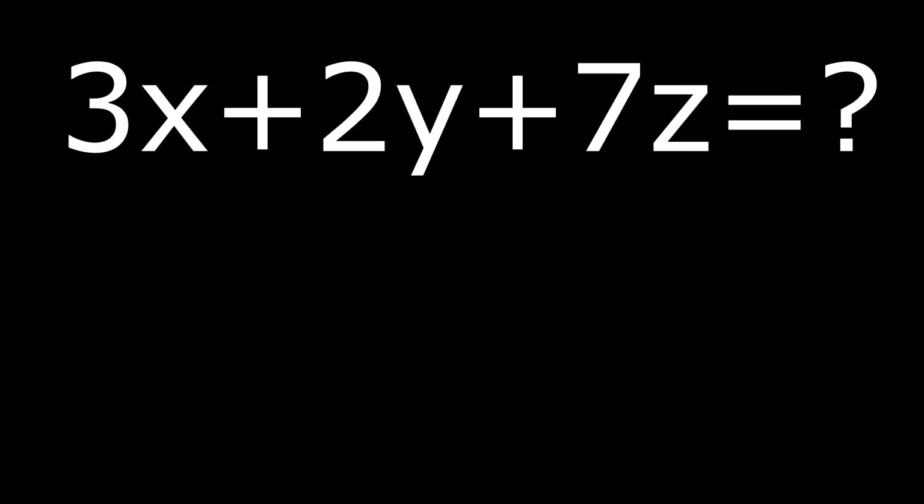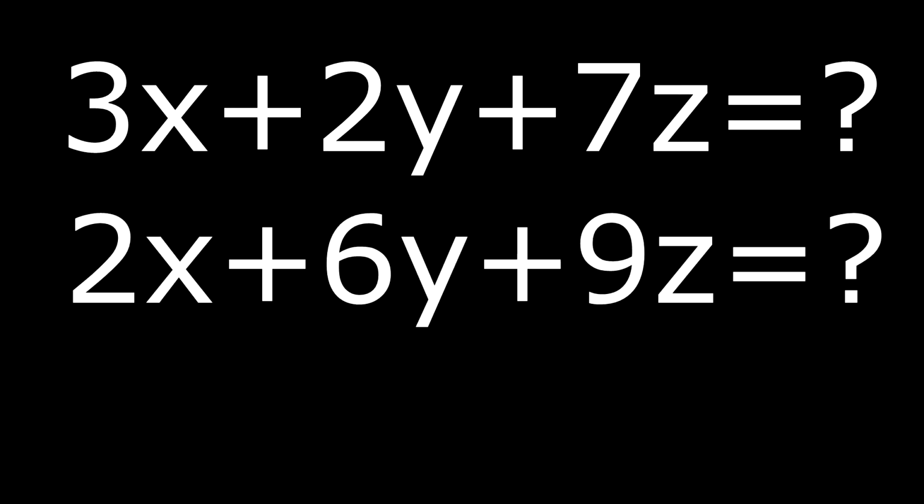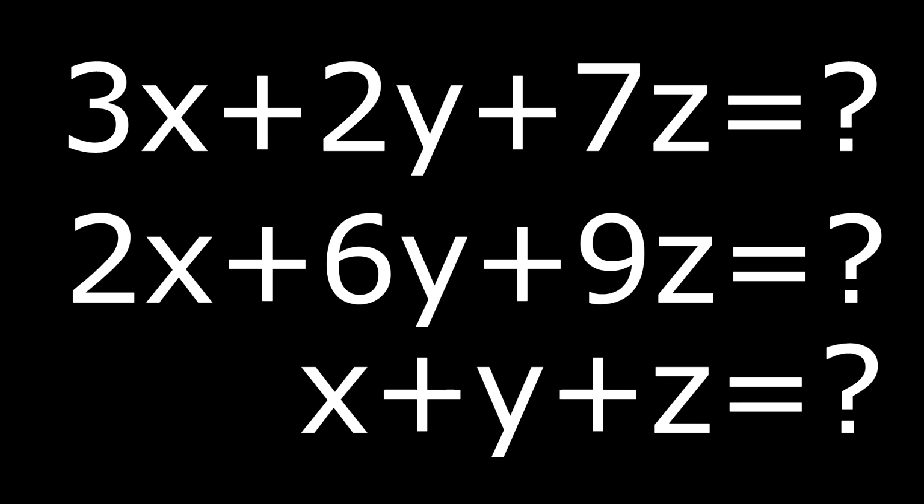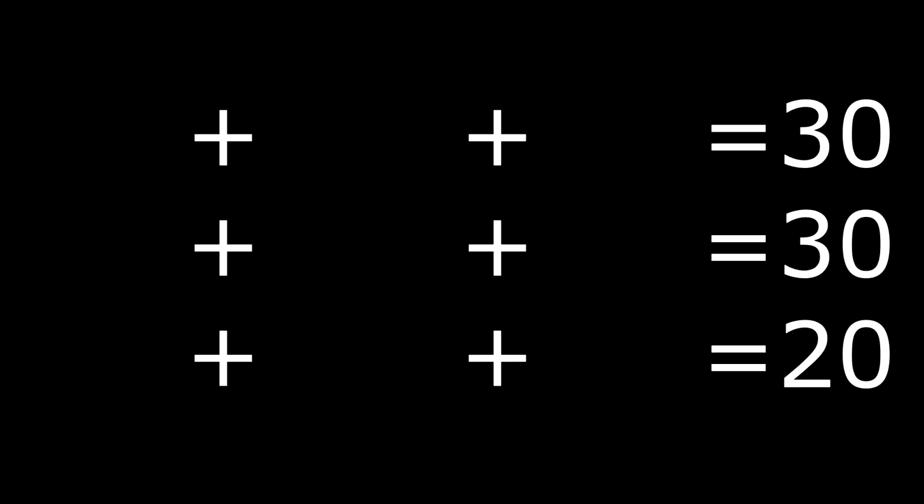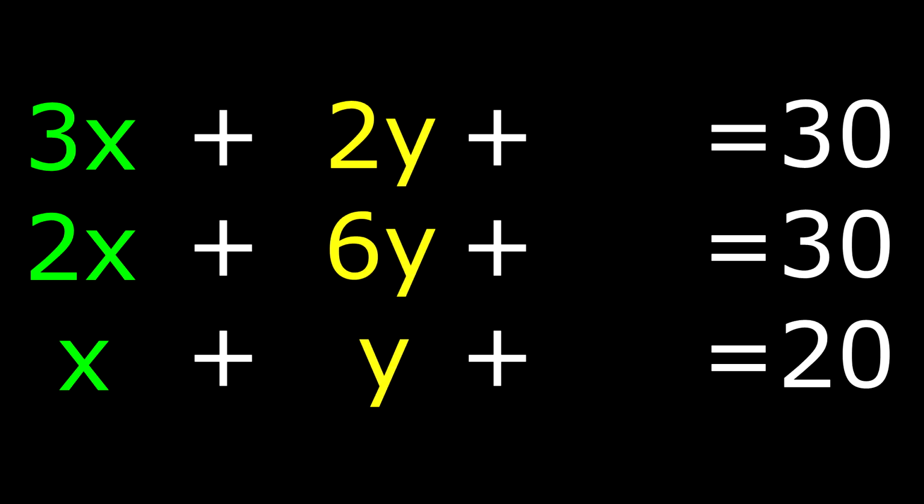Now how to solve simultaneous equations when you only have the solution 30, 30, and 20. You must find 3 equations with 3 variables each. For example, 3x plus 2y plus 7z equals, 2x plus 6y plus 9z equals, x plus y plus z equals. In the solution 30, 30, 20, the first column represents an x value, the second a y value, and the third a z value. Plug these values into the 3 equations and you will have 3 equations that give the solution 30, 30, 20 by multiplying the solution by the coefficients you just created.